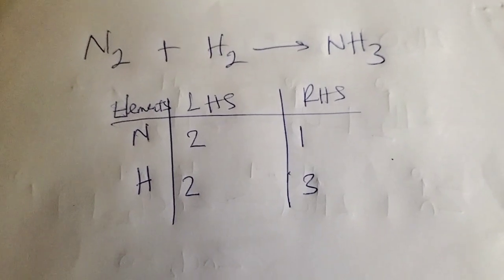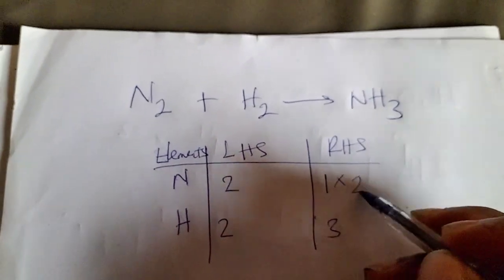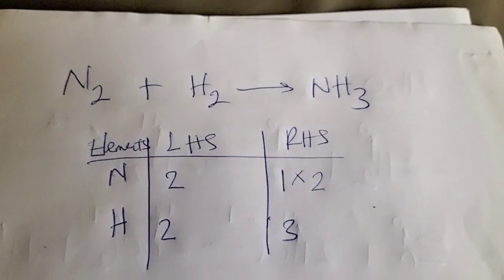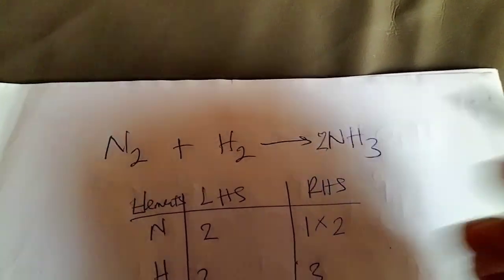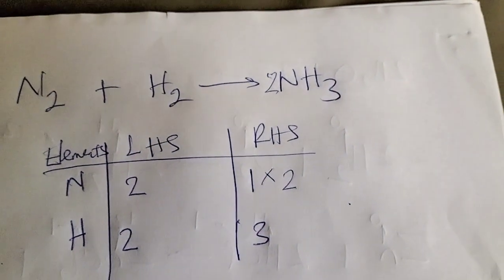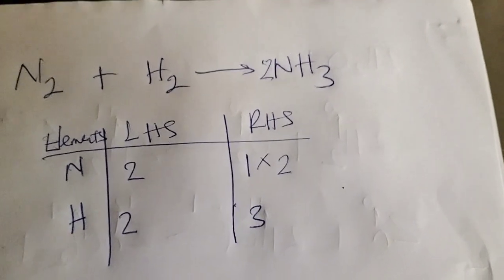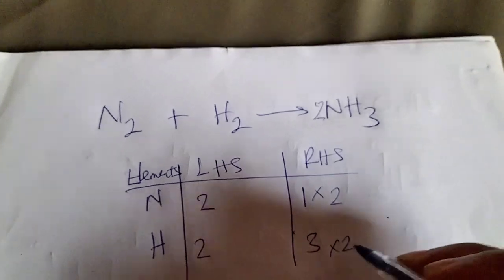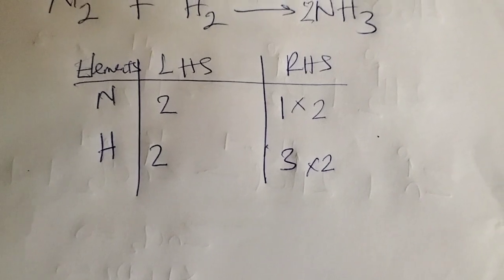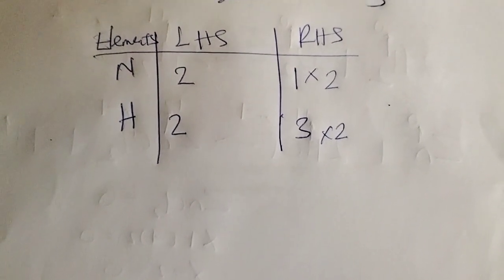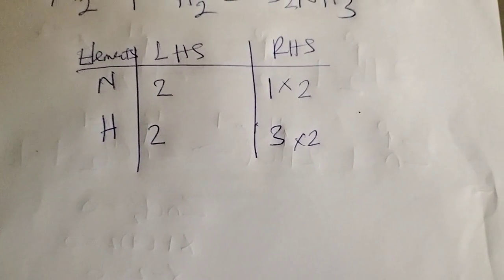Which of them will be easier to balance? It's going to be nitrogen. We're going to multiply 1 by 2. Having done that, we'll increase nitrogen on the right-hand side. We'll go to the equation and put 2 in front of ammonia. Having done that, we'll change the table for the right-hand side because that 2 will also affect hydrogen. Hydrogen now becomes 3 times 2, that is 6. Going back to the table, nitrogen is balanced at 2. Remaining is hydrogen, which is 2 on the left-hand side and 6 on the right-hand side.